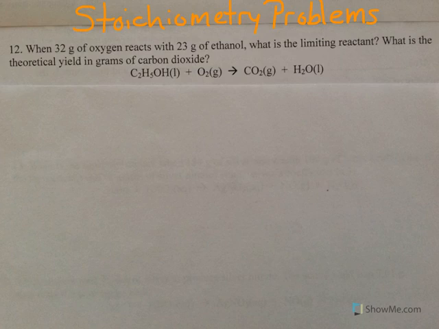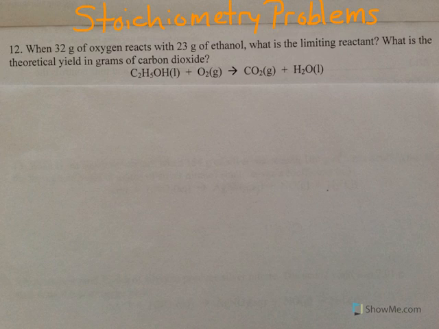Now I'm going to walk you through a couple of stoichiometry problems that were given on the assignment earlier last week. One that I was asked to show the solution to is number 12. So here's the problem. When 32 grams of oxygen reacts with 23 grams of ethanol, what is the limiting reactant, and what is the theoretical yield in grams of carbon dioxide?